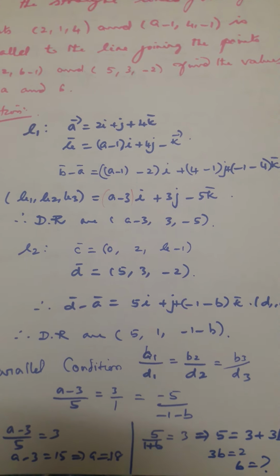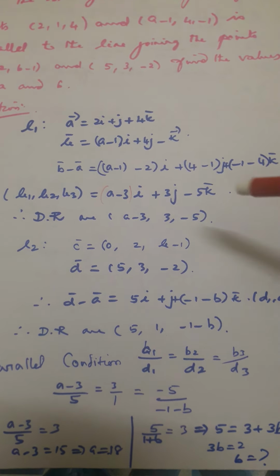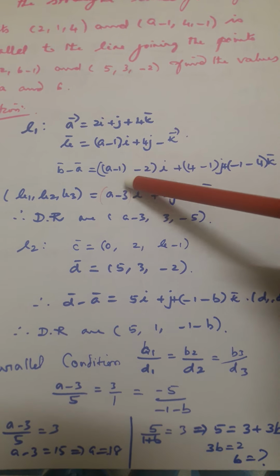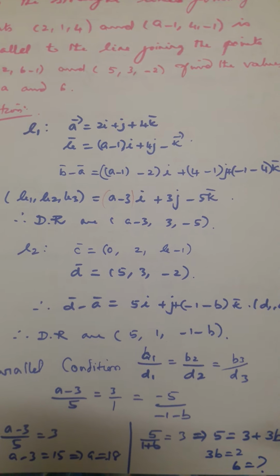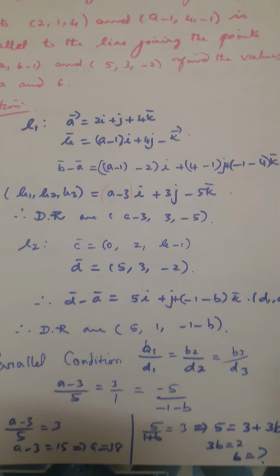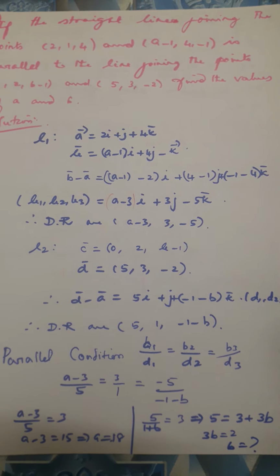Okay, so you no need to see the video fully, you just find what is your direction ratio of first one and second one and substitute in the condition, you will get a and b value. Okay, so that is the process, you can do it yourself, no need to follow the video fully.